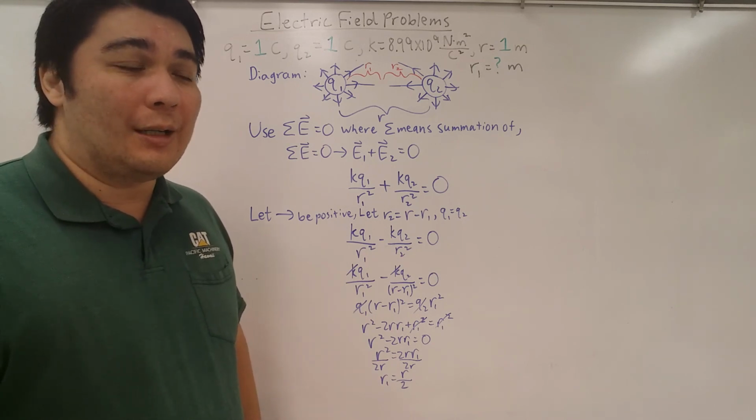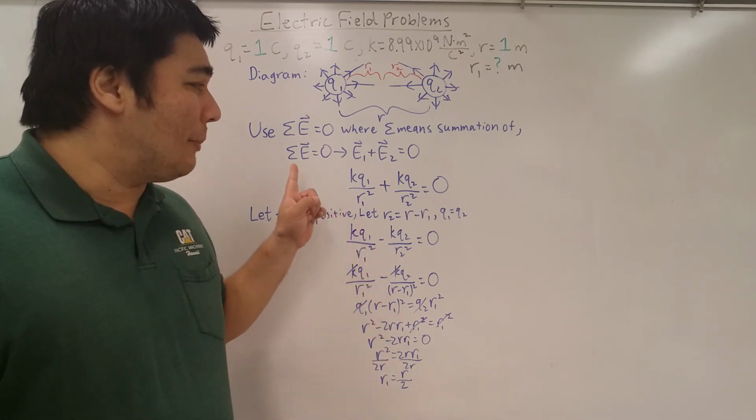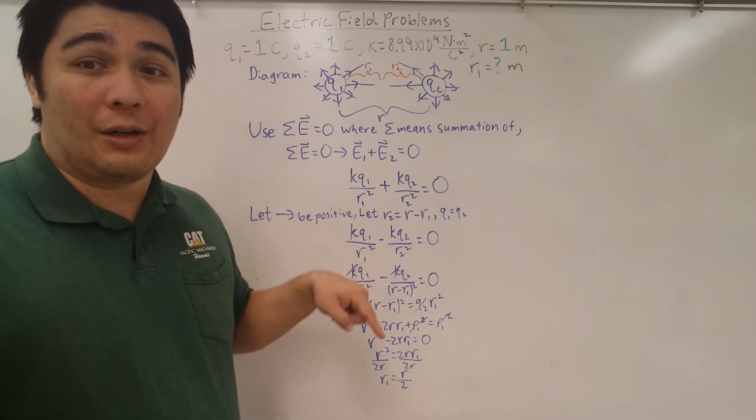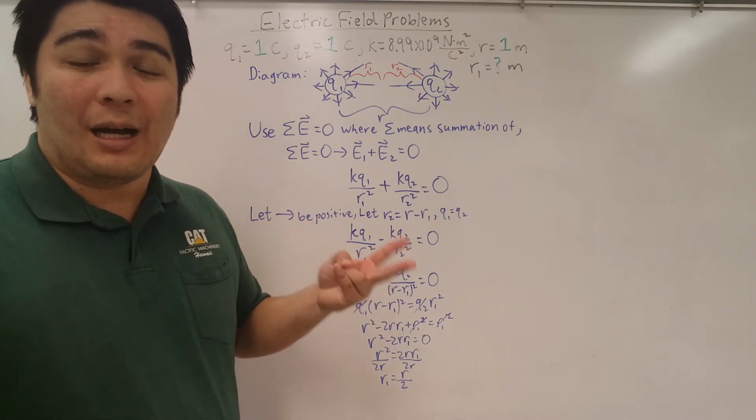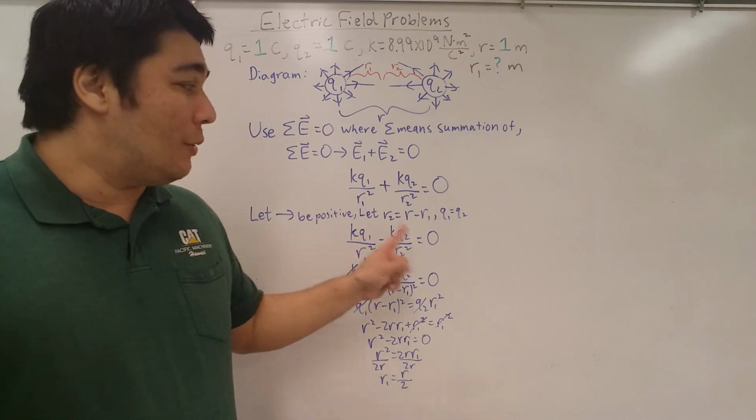Next time I'll work on another one where I'm going to use completing the square to solve this, to give you a second method of how to solve when Q1 and Q2 are not the same.